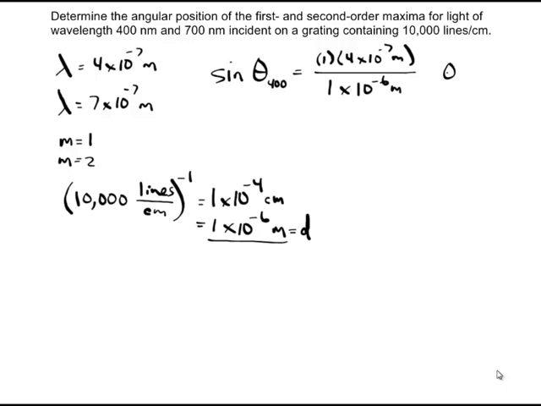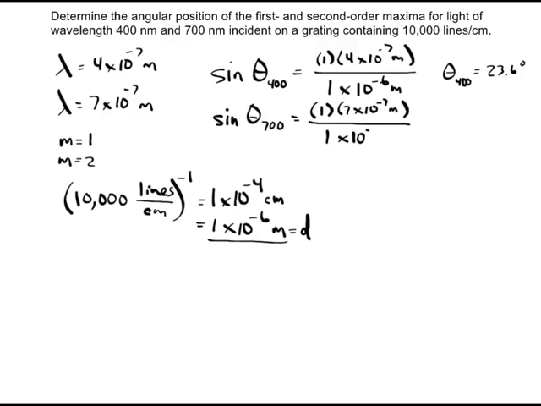And that angle for us is going to be 23.6 degrees. For 700, the only thing that's going to change is the wavelength. Slit spacing is still the same. And if we do the inverse sine of the number we get, we're going to have an angle of 44.4 degrees. Okay, so that's for the first order.